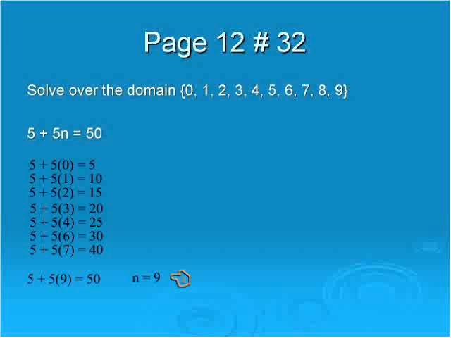Question number 32 on page 12. So whenever you see an equation and you're given a set, just go ahead and start substituting the set into the equation. So 0 is for n, 1 is for n, 2 is for n, 3 is for n, and do the math until you find the solution for the equation.